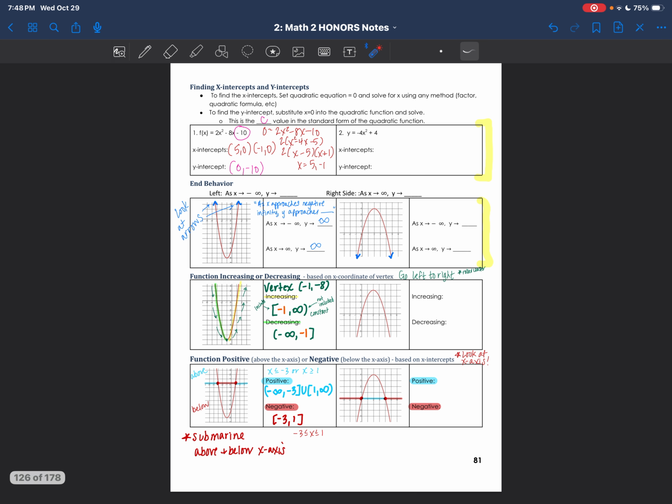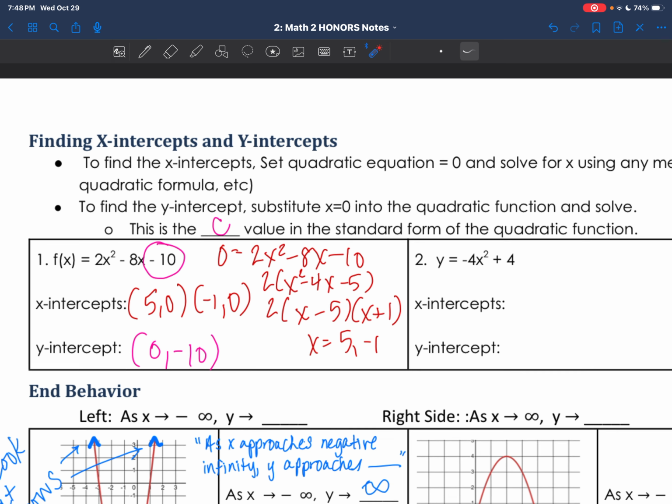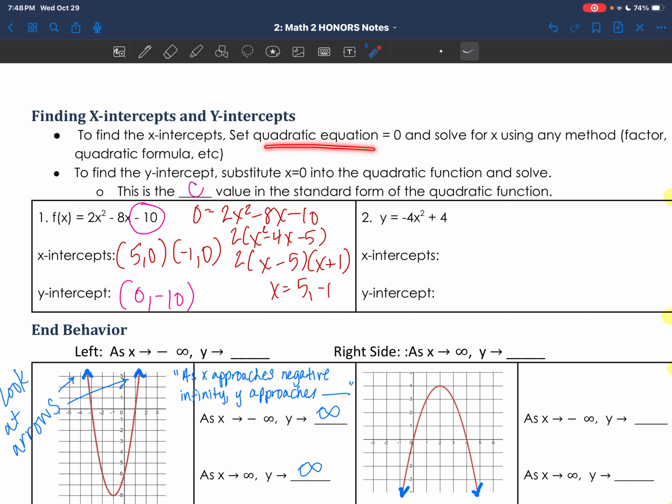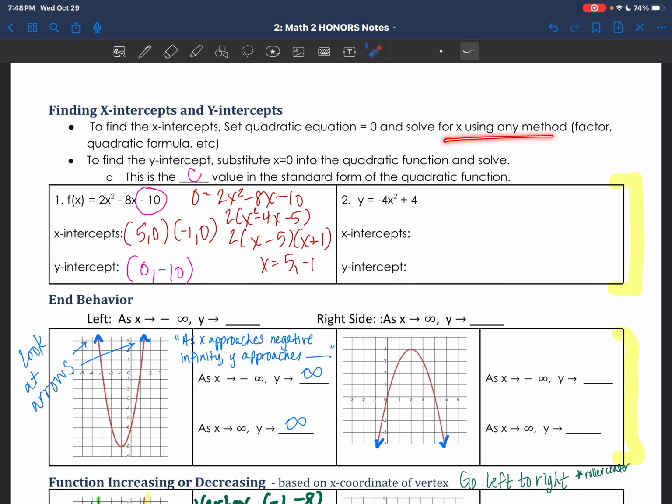All right, next up is finding your x and y intercepts. So when you find your x and y intercepts, you set your quadratic equation to 0, and then you can solve using any method. So factor, quadratic formula, however you would like to solve it. And that's to find your x-intercepts. And then to find the y-intercept, this one's super easy.